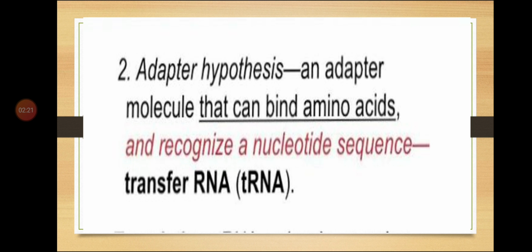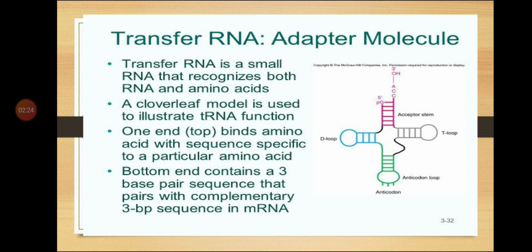Okay. Next, we will study the structure of tRNA. The structure of tRNA is the clover leaf structure. It is in the form of 2 dimensions. When we study the 2-dimensional structure of tRNA, it is a clover leaf structure. See here in this diagram, you can see this type of structure is known as clover leaf structure. tRNA is a small RNA that recognizes both RNA and amino acids. A cloverleaf model is used to illustrate tRNA function.